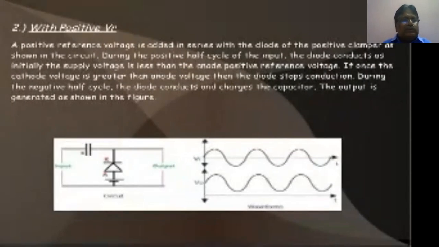With a positive reference voltage, VR meaning reference voltage, a positive reference voltage is added in series with the diode in the position shown in the circuit. During the positive half cycle of the input, the diode conducts initially, as the supply voltage is lesser than the anode's positive reference voltage. Once the cathode voltage is greater than the anode voltage, the diode stops conduction. During the negative half cycle, the diode conducts and charges the capacitor. The output is generated as shown in the figure.